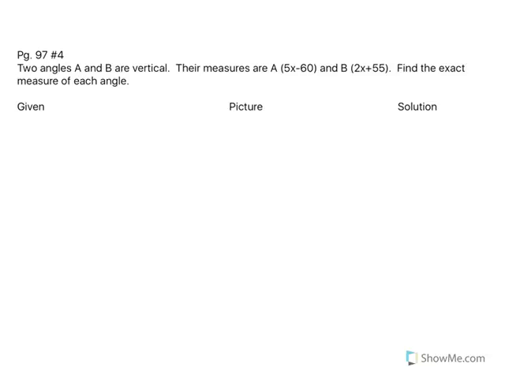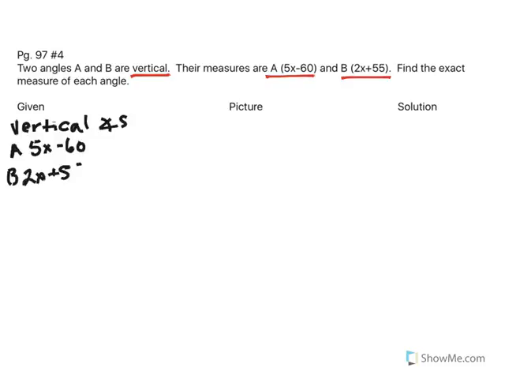Okay, our last and final example. Two angles A and B are vertical. Their measures are A, 5x minus 60, and B, 2x plus 55. Find the exact measure of each angle. Okay, so what is our given information? We know that we have two angles. They're vertical angles, and angle A measures 5x minus 60, and angle B measures 2x plus 55.